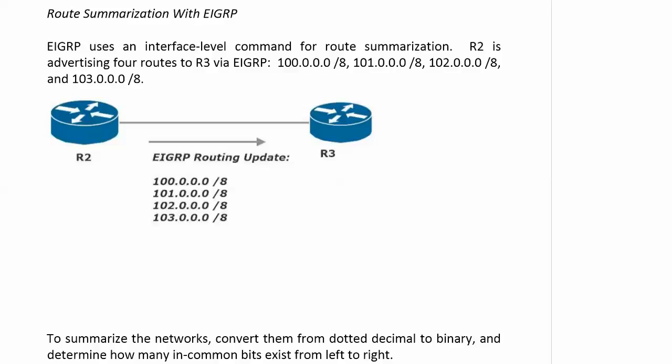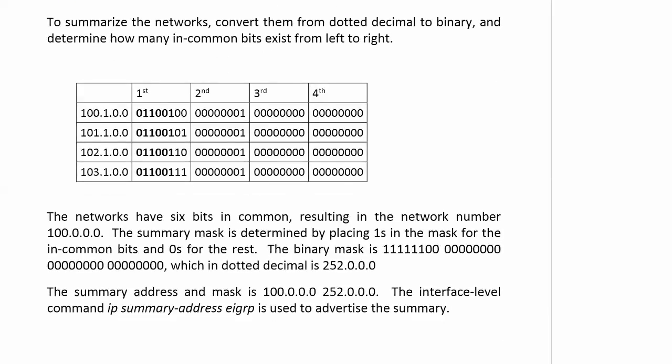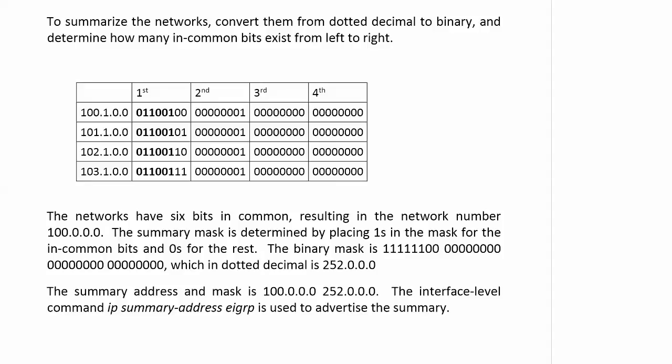Let's jump right into route summarization here and the lab, and you can see the networks again are 100, 101, 102, and 103 for the first octet, all with an 8-bit mask. And when you broke that down into binary and then determined the number of in common bits from left to right, you should have come up with 6. They have 6 bits in common because the 7th bit is a 0 for the first two networks, 100 and 101, and a 1 for the third and fourth networks, 102 and 103. So we have 6 bits in common, and when we add that up, it's 100.0.0.0.